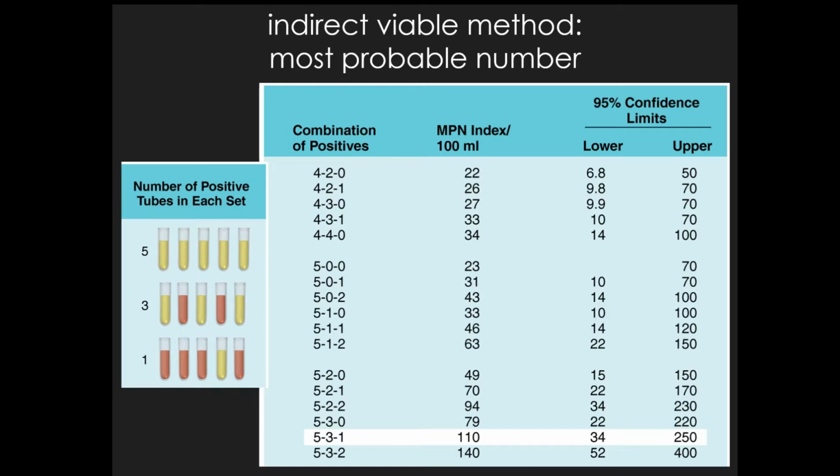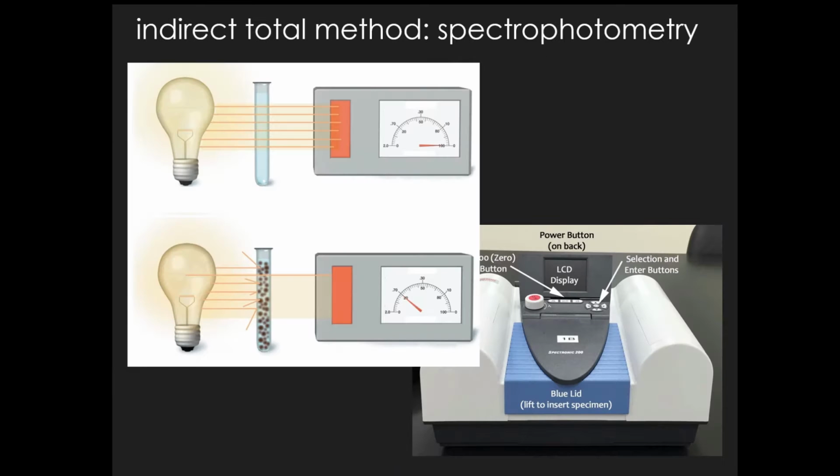And each of these methods that we're talking about gives us a number, and so that's very helpful to us. Next up, the indirect total method, spectrophotometry, which means to measure using the light spectrum, right? Metry means measure, spectro means the light spectrum, and photo, of course, means light. We know that from photosynthesis.